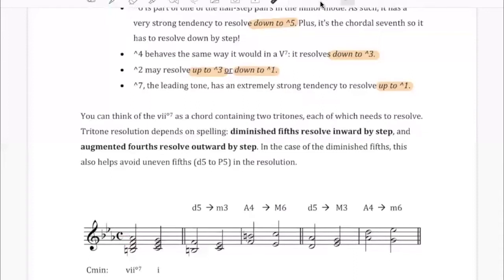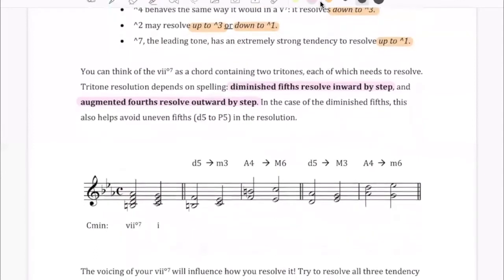Now, that's cool from a kind of aesthetics purpose and a sound purpose, but it also has really significant implications for the resolution. And what's written here in bold is the important thing that you have to remember. Diminished fifths resolve in by step, whereas augmented fourths resolve out by step. Now, to your ear, if I went to the piano and played a diminished fifth, you wouldn't be able to tell me if it's a diminished fifth or an augmented fourth. They sound exactly the same. The difference is how they are spelled. So let's take a look at this C minor vii°7 that we have written down here.